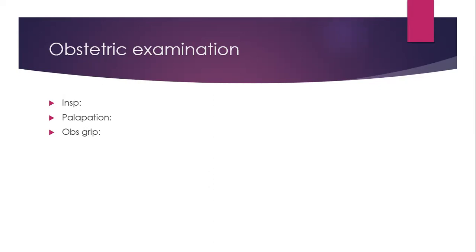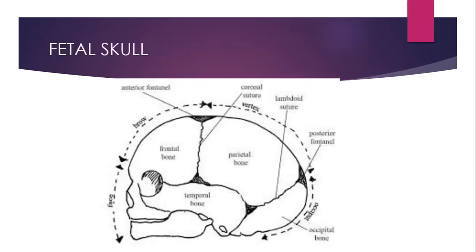And as a fourth stage, the auscultation, he'll auscultate for the aperture. Next is the fetal skull. So this is the fetal skull. So areas of the fetal skull, first one is a vertex.